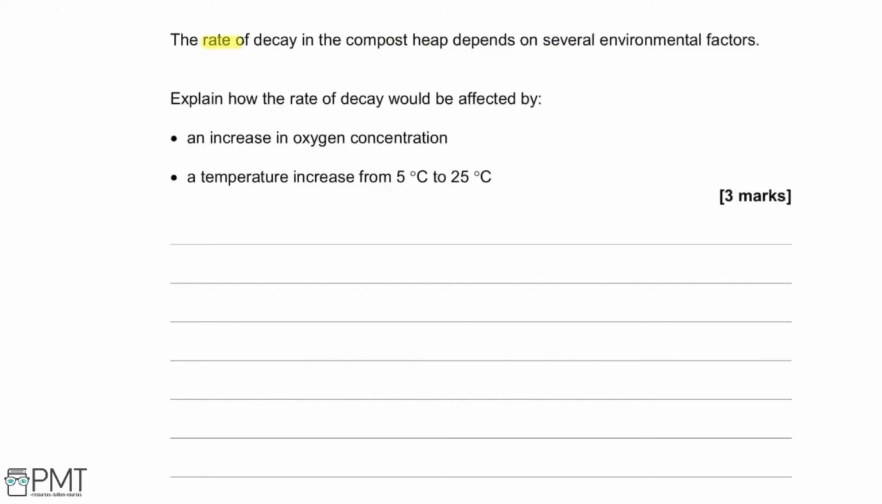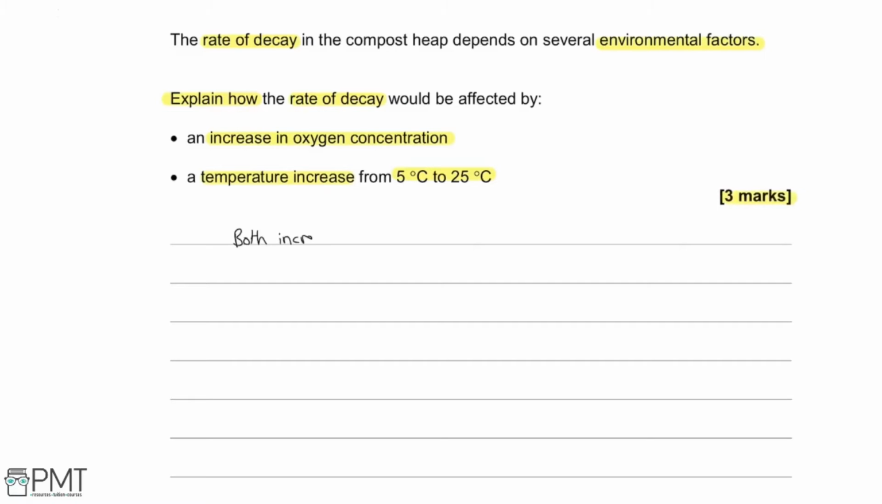The rate of decay in the compost heap depends on several environmental factors. Explain how the rate of decay would be affected by an increase in oxygen concentration or a temperature increase from 5 degrees to 25 degrees. And this question is worth 3 marks.